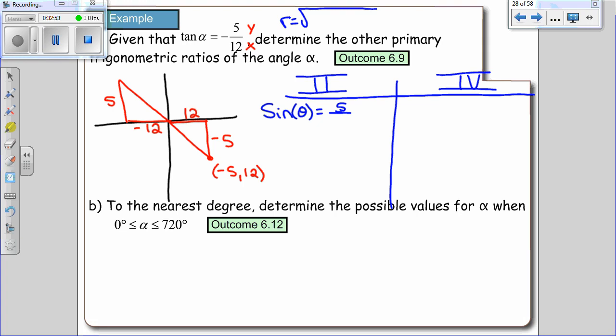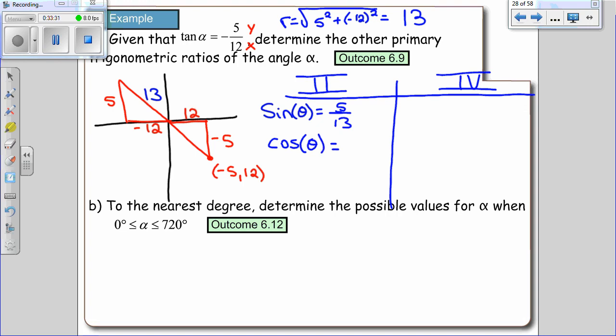Okay. Anybody calculate it? 13? 14? 13. The only reason I know is because it's a Pythagorean triple. So that means the sine ratio is 5 over 13 in quadrant 2. The cos ratio in quadrant 2 would be negative 12 over 13, x over r.